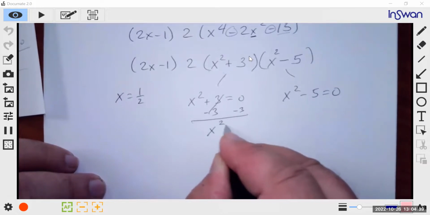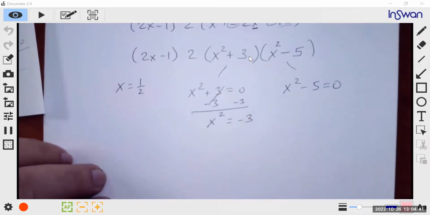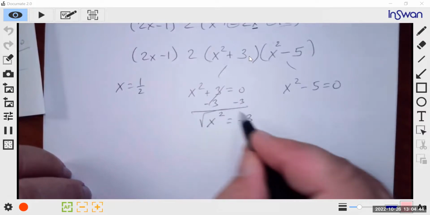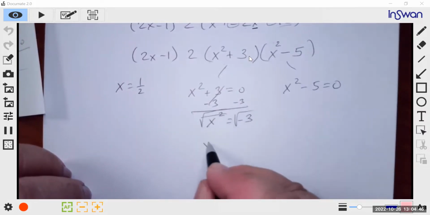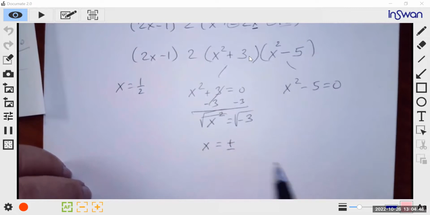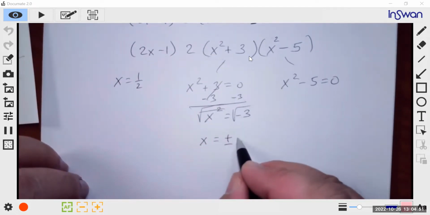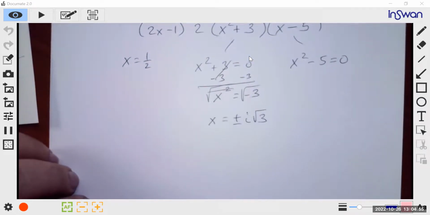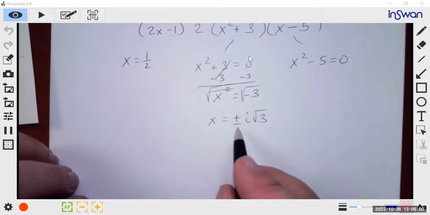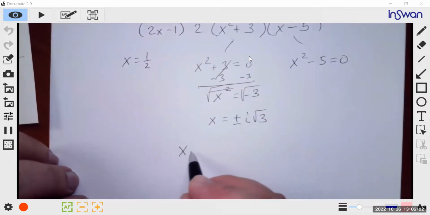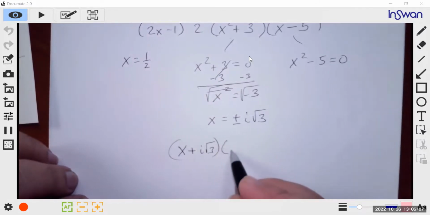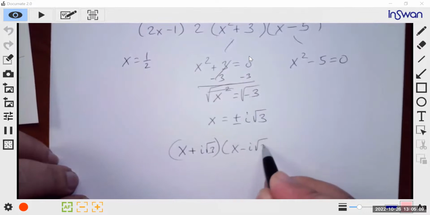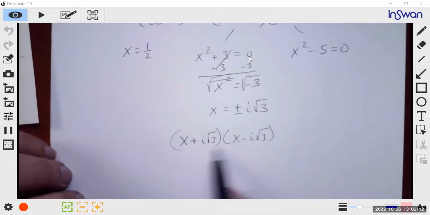Subtract 3 from both sides. Square root. So x is equal to plus or minus, since there's a negative in there, it's an i radical 3. So what this means is x plus i radical 3 is one factor, x minus i radical 3 is another factor. So we have two imaginaries.